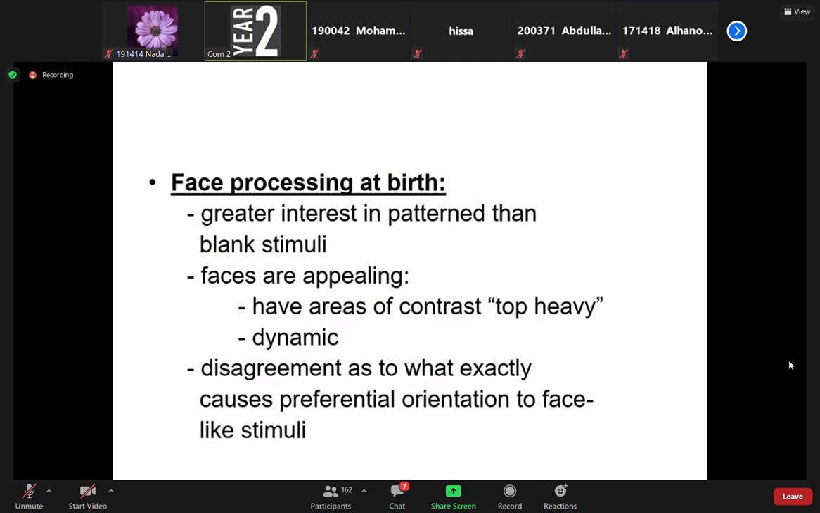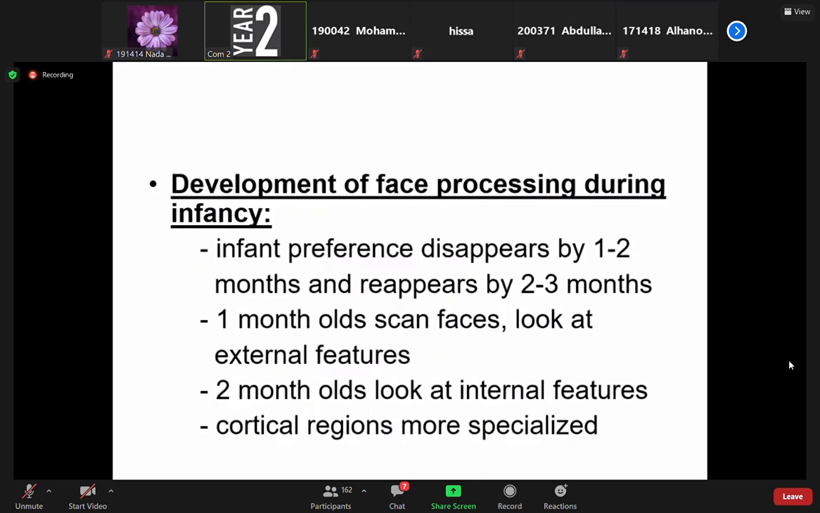So again, it's about movement, contrast. These are things that start to catch the eye of the infant. How they process faces also differs over time. Initially, there could be a preference that appears and disappears. Keep in mind, in the first 2 months of life, there isn't much visual acuity, so everything's as much of a blur. That's why preferences change.